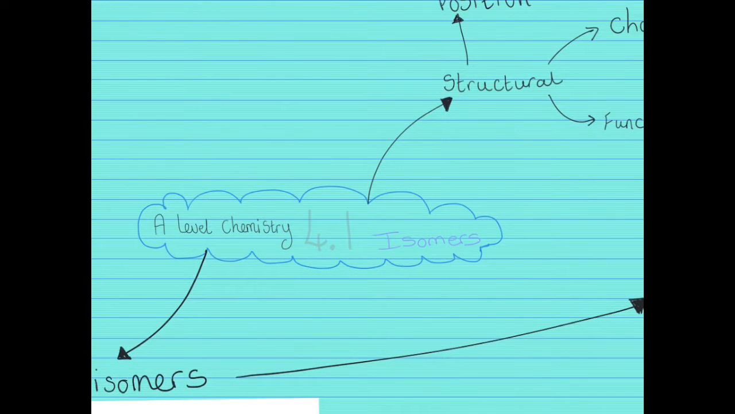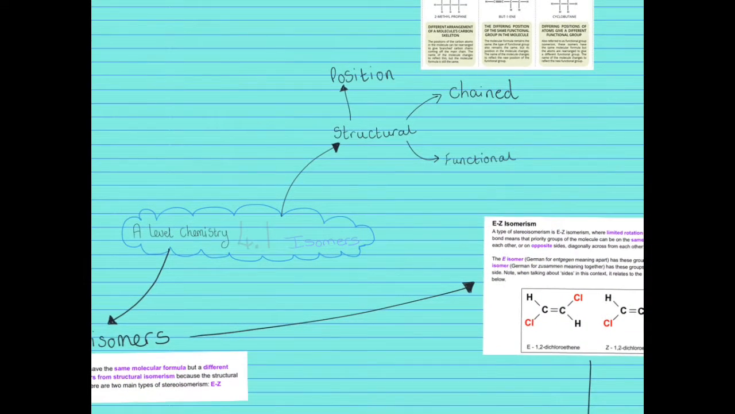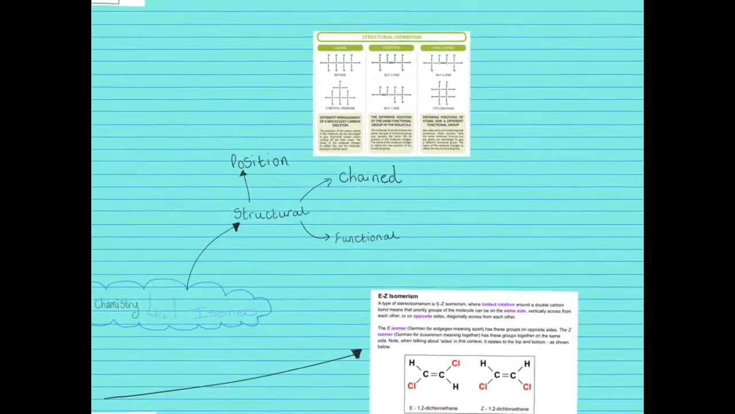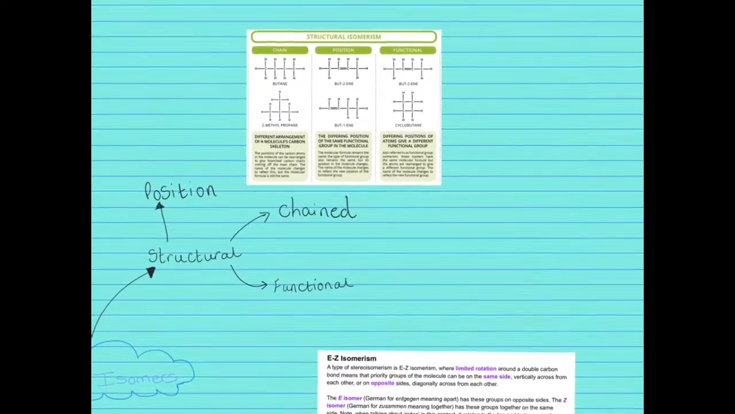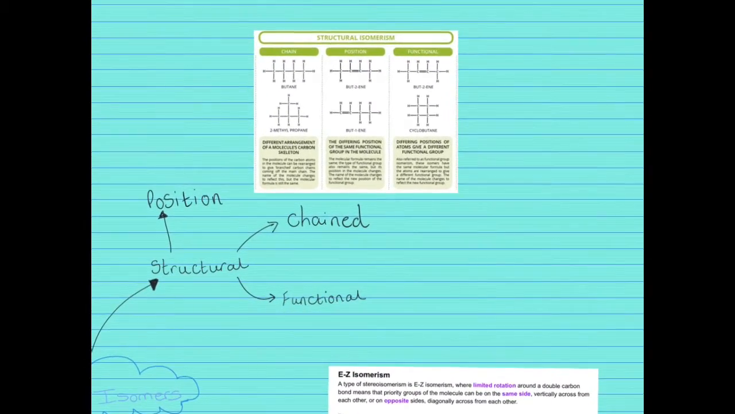So A-level chemistry 4.1, isomers. I'm just going to run through this for anyone to use to catch up or just to get a head start on their revision. So start off nice and easy. This is back to basics, this is last year in terms of AS chemistry, the different types of isomers.